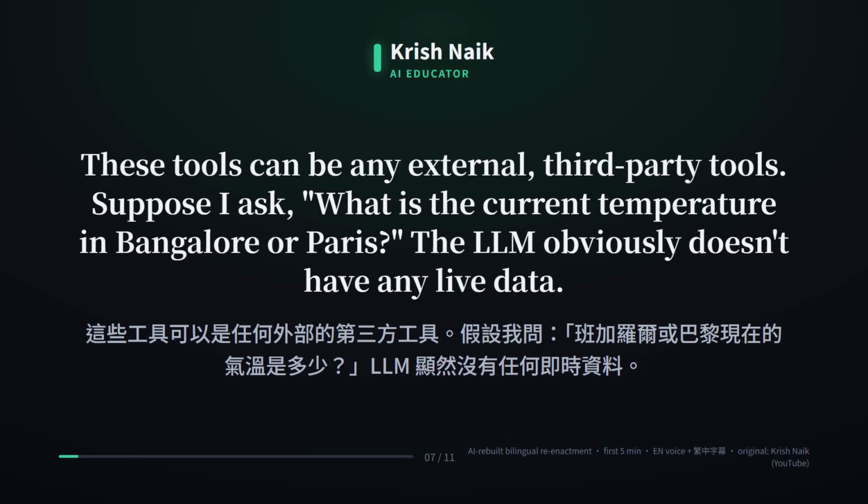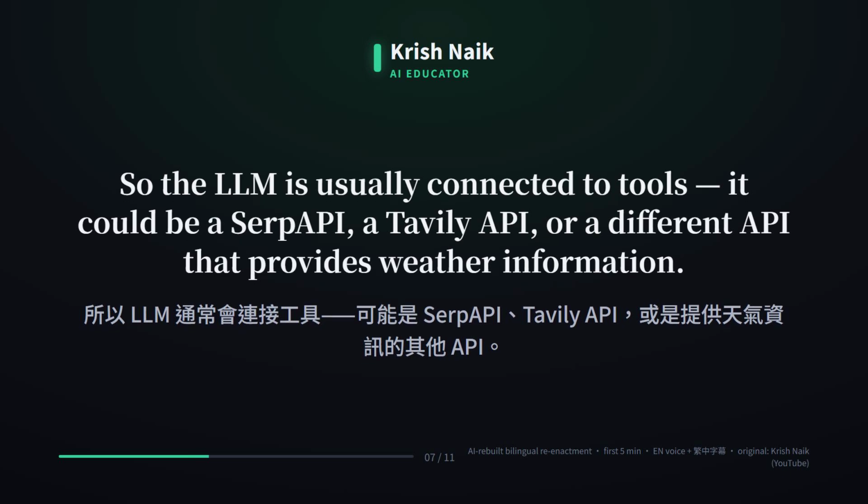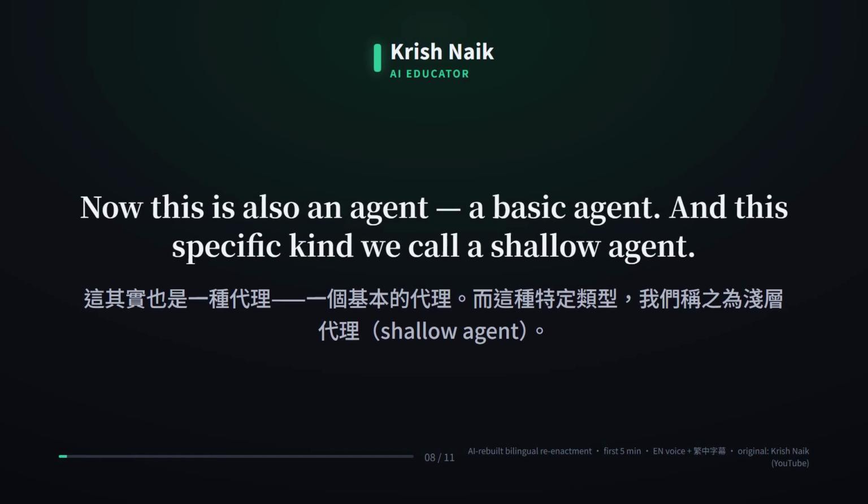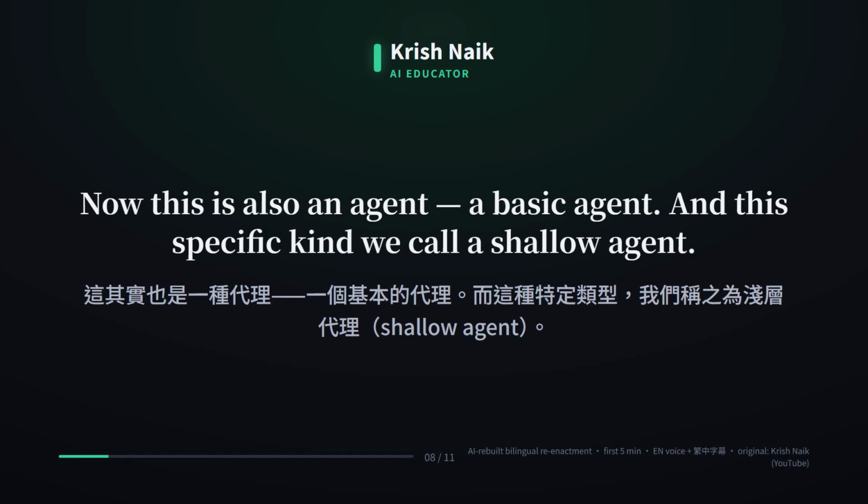These tools can be any external, third-party tools. Suppose I ask, what is the current temperature in Bangalore or Paris? The LLM obviously doesn't have any live data. So the LLM is usually connected to tools. It could be a SERP API, a Tavily API, or a different API that provides weather information. The LLM makes a request to the tool, the tool responds, for example, the temperature in Paris is such, and that output is generated.